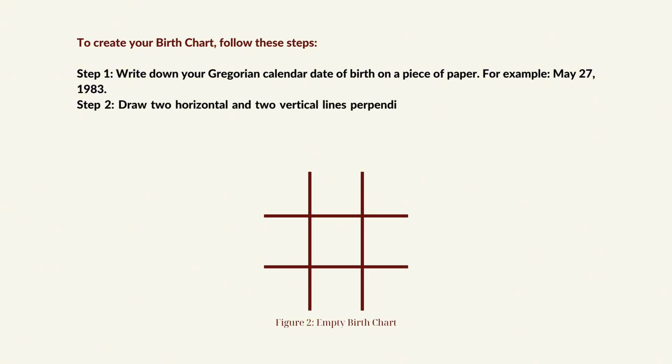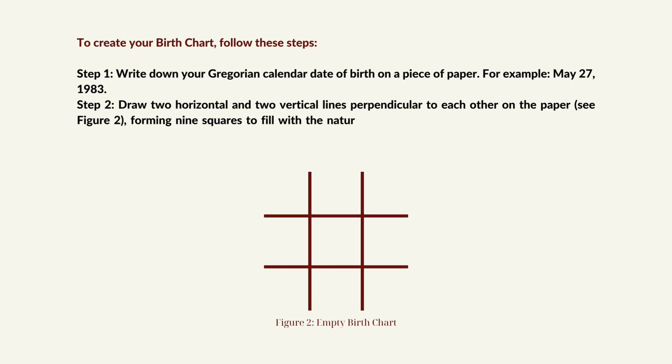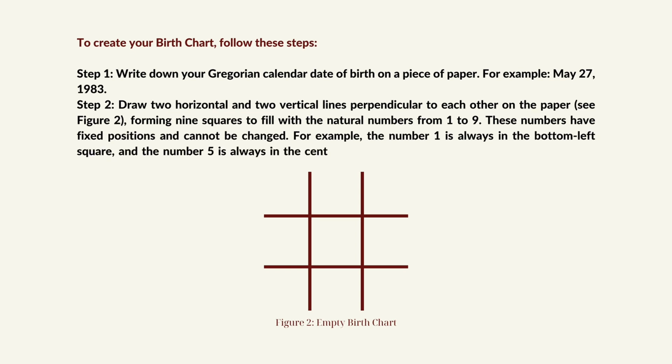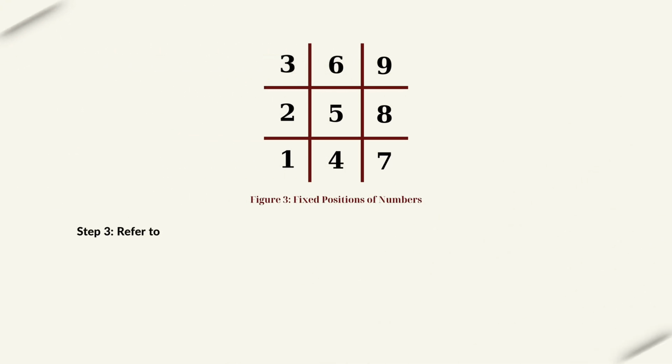Step 2. Draw 2 horizontal and 2 vertical lines perpendicular to each other on the paper, see Figure 2, forming 9 squares to fill with the natural numbers, from 1 to 9. These numbers have fixed positions and cannot be changed. For example, the number 1 is always in the bottom left square, and the number 5 is always in the center of the chart. The number 0 is excluded and not written on the chart, see Figure 3.